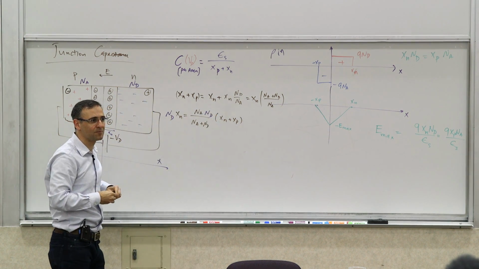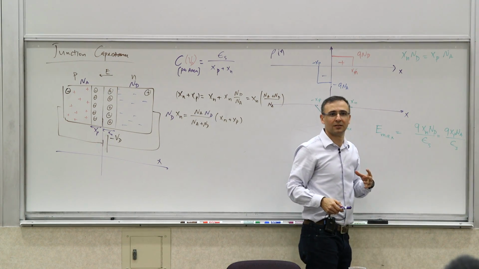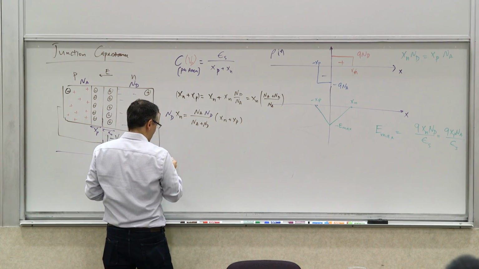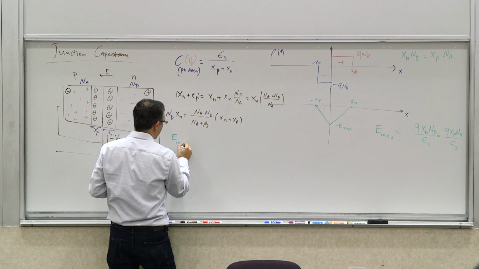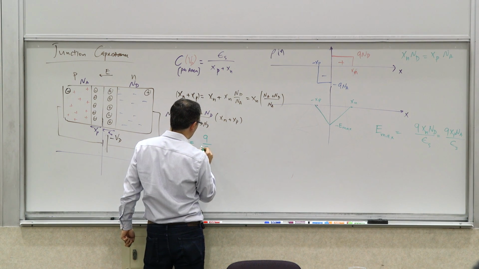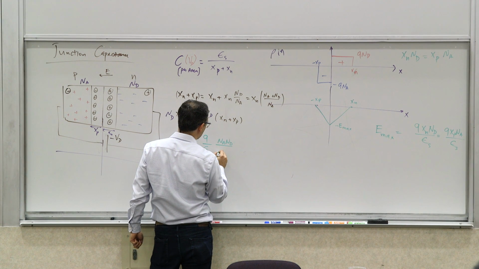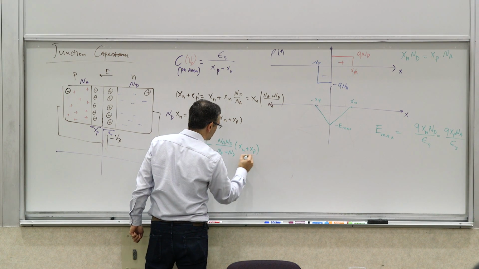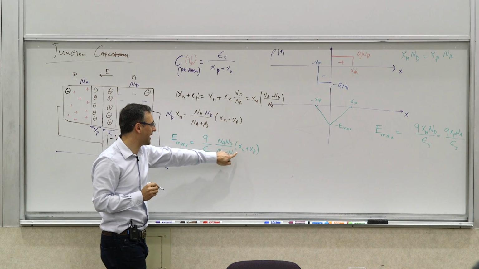And I will get this. Now I take this and plug it into this guy. Okay? So what we will get then, as a result, is that E max, the maximum electric field, is going to be Q over epsilon of the semiconductor, Na Nd over Na plus Nd times Xn plus Xp. So I have expressed my Emax in terms of Xn plus Xp.